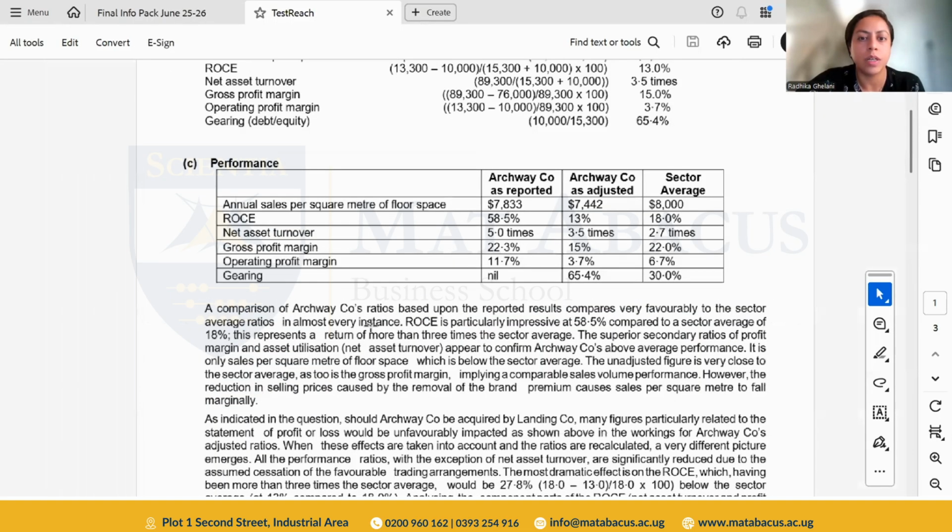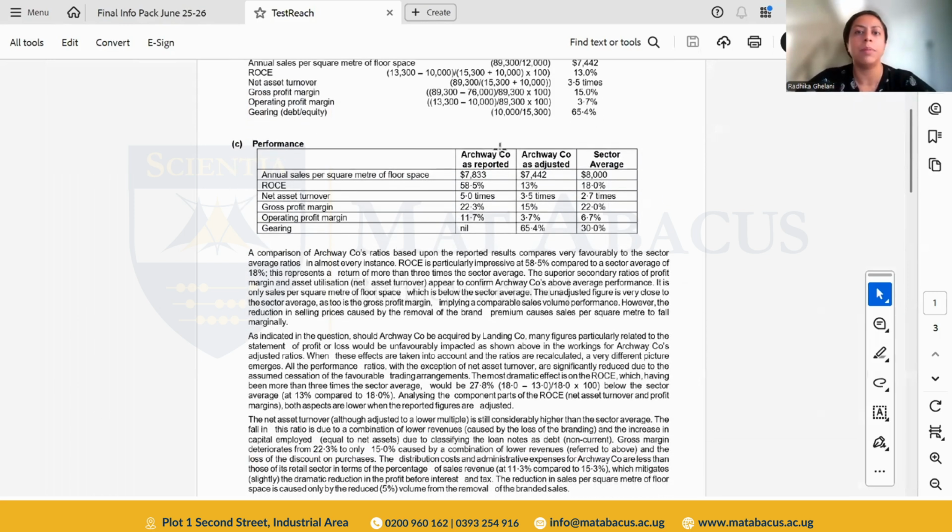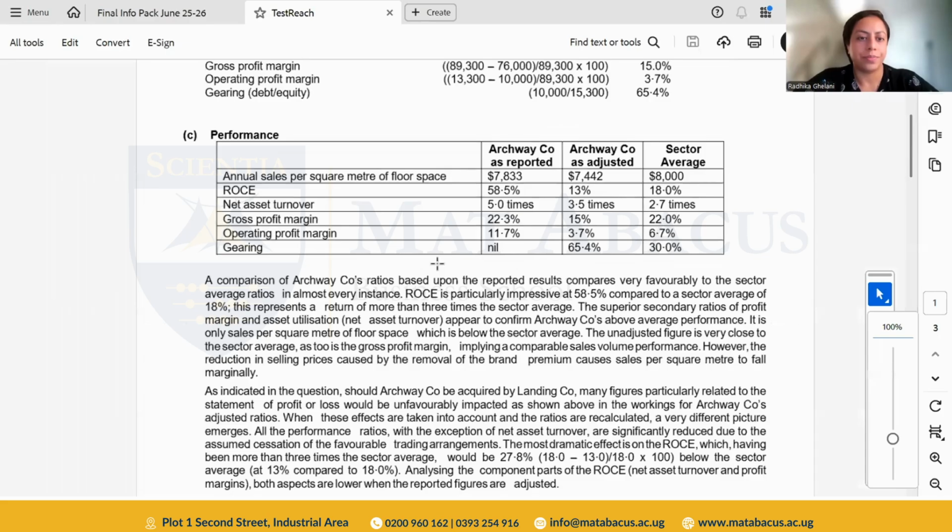Okay, so this is the comment in the mark scheme regarding the performance. So the table is there, so we can see the figures there. They've told us to comment on the performance as well as the gearing. A comparison of Archway's ratios based upon the reported results compares very favorably to the sector averages in almost every instance. So the first paragraph, they're talking about the original figures of Archway compared with the sector average.